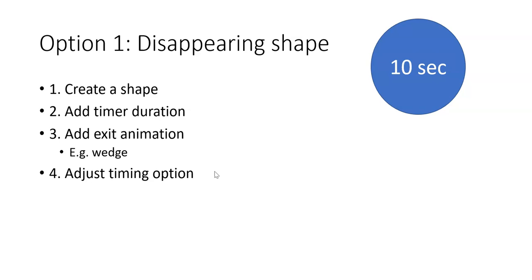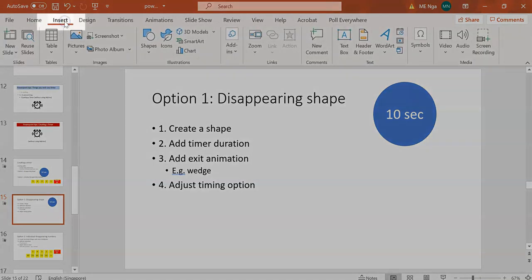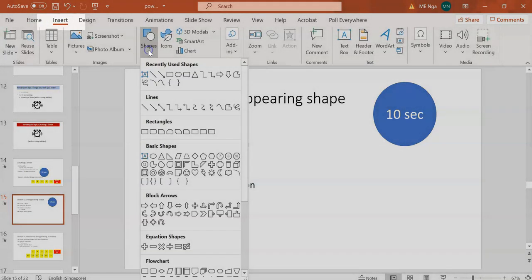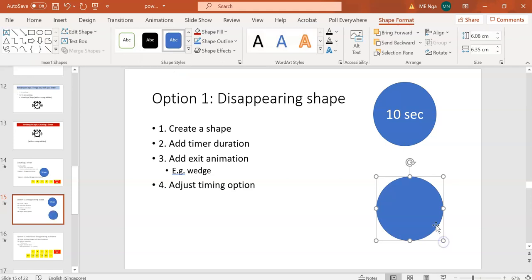So let me actually show you how to do this, and I will exit slideshow mode for this. We're going to start from scratch because this method is actually quite simple. So first thing we're going to do is to create a shape. So go to your toolbar and select Insert, and you can go to shapes, and I'm again going to select the circle shape, and I've just used the most basic shape with the original default fill options.